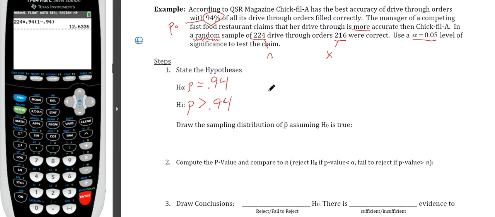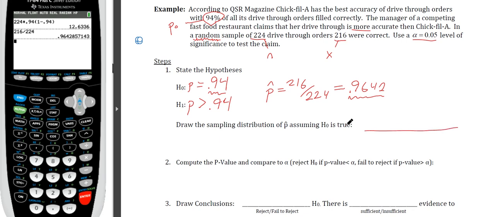That's 216 out of 224. That's going to define p hat, the sample proportion. So 216 out of 224. If we run that over here in our calculator, we get 216 divided by 224. That gives us about 96.42%, or 0.9642. Just looking at that value, that is higher than the Chick-fil-A value of 0.94. However, again, our question is going to be, is it significantly higher?